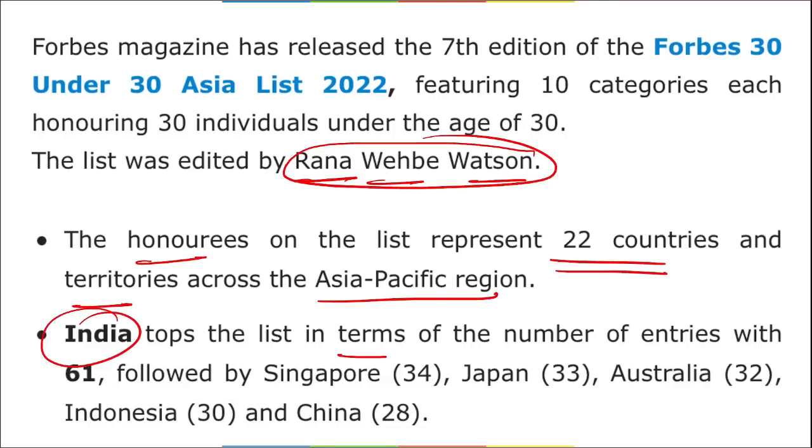India tops the list in terms of the number of entries with 61, followed by Singapore 34, Japan 33, Australia 32, Indonesia 30 and China 28. The average age of this list is 26.8 years and the youngest honoree on the list is a 14-year-old Japanese Olympic skateboarding gold medalist, Momiji Nishiya.